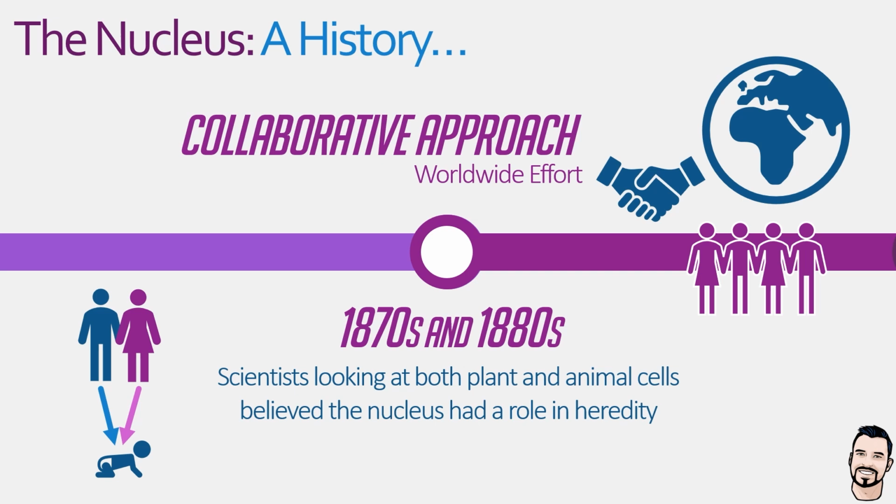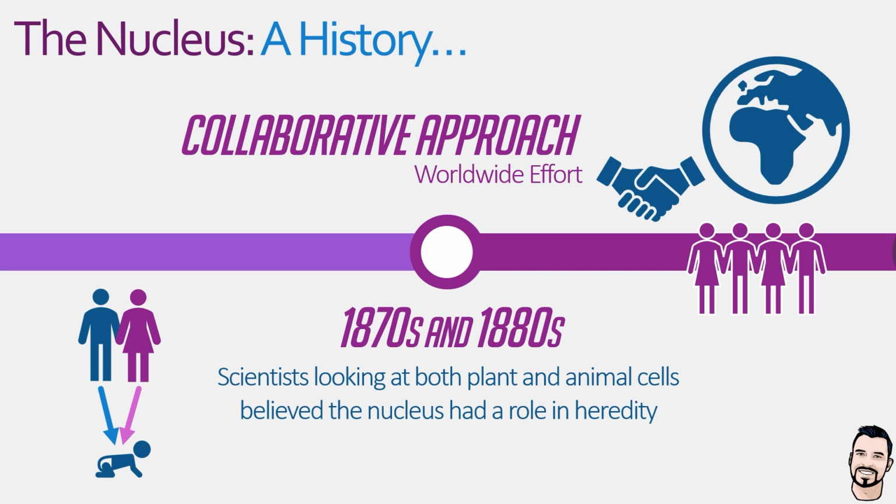Scientists all over the world were now studying cells, often independently, using both plant and animal material, and yet they were all uncovering similar patterns. And what started to become clear was that the nucleus wasn't just sitting there, it was doing something vital. Researchers began noticing that during cell division, the contents of the nucleus seemed to be shared between the two new daughter cells. That led to a big realization: the nucleus must be involved in heredity. It was somehow responsible for passing information from one cell generation to the next.